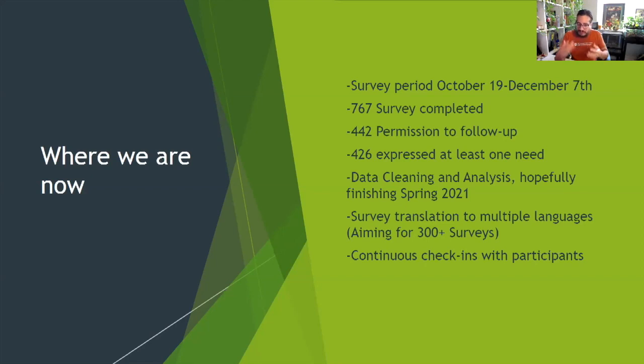442 gave us permission to have that follow-up happen. 426 expressed at least one immediate need. We are still doing a lot of data cleaning and analysis on this. We're still refining this survey. We've labeled it now a community check-in, because we really want this to continue to live and be a way to pulse the community as to what the needs are.